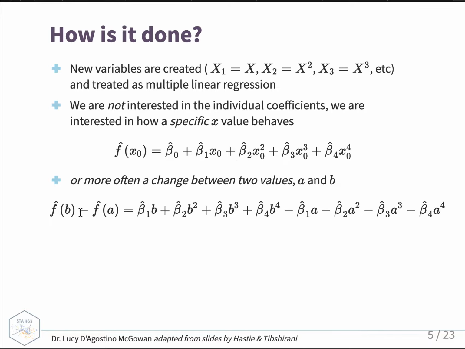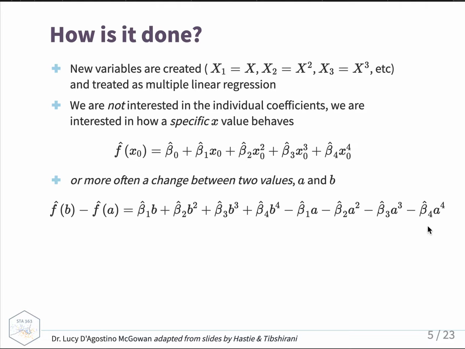That's going to be the function of b minus the function of a. So this is the linear regression model when x is equal to b, minus the linear regression model when x is equal to a. These will be individual values, because they're the predicted values for your y at these given x values. It's going to be equal to beta hat 1 times b, plus beta hat 2 b squared, beta hat 3 b cubed, beta hat 4 b to the fourth, minus beta hat 1 a, beta hat 2 a squared, beta hat 3 a cubed, beta hat 4 a to the fourth.